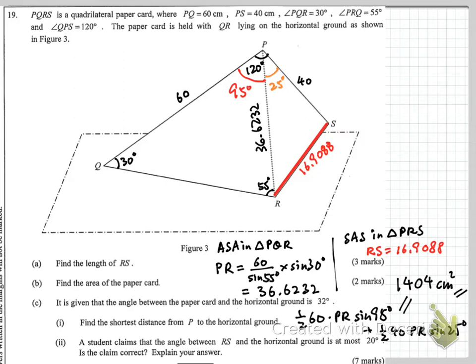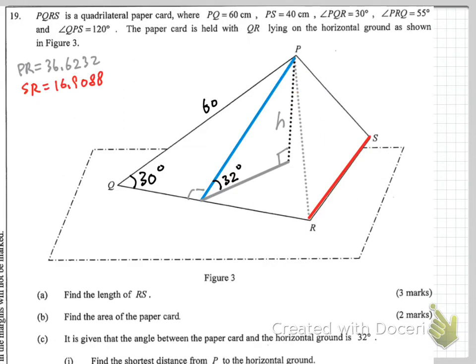Part C says that the angle between the paper card and the horizontal ground is 32 degrees. So now where is the angle between the cardboard and the ground level? I draw the diagram here. To find the angle between two planes, first of all, we get the common line. The common line between the cardboard and the ground is this purple line QR here. That is the common line between the cardboard and the ground level.